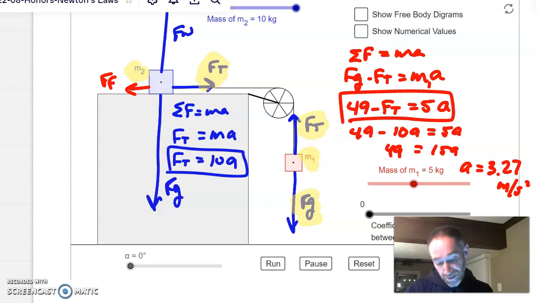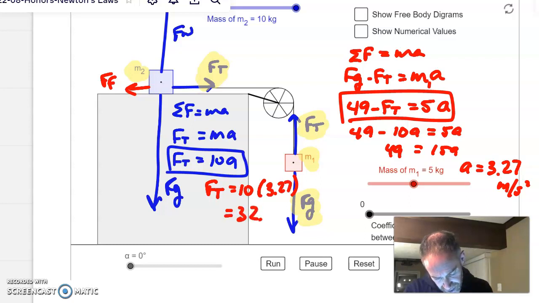Then, if I want the tension, all I've got to do is take that acceleration and put it into either one of the two boxed equations. The blue one's super easy. So I'm going to say that the tension on both sides is 10 times what the acceleration was. So it's going to be 32.7 newtons.